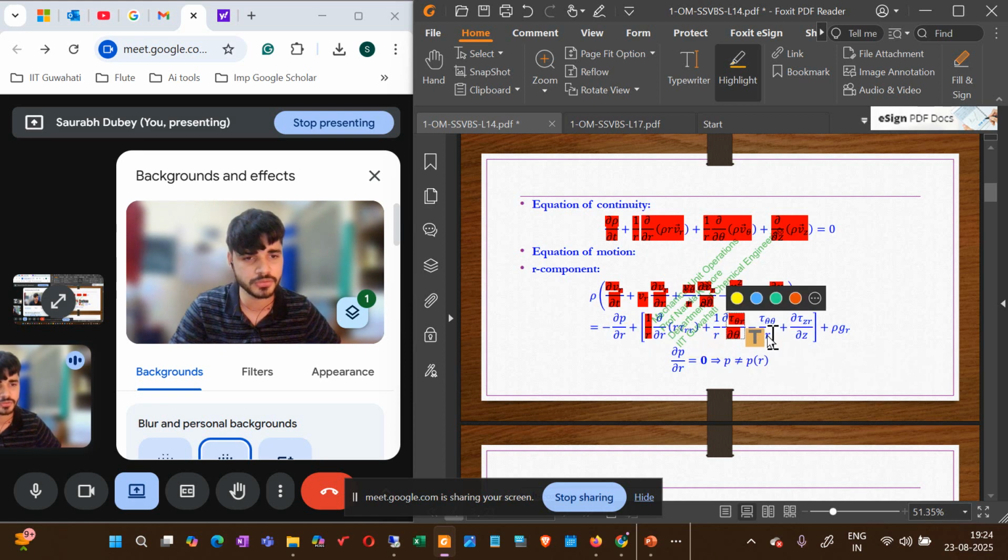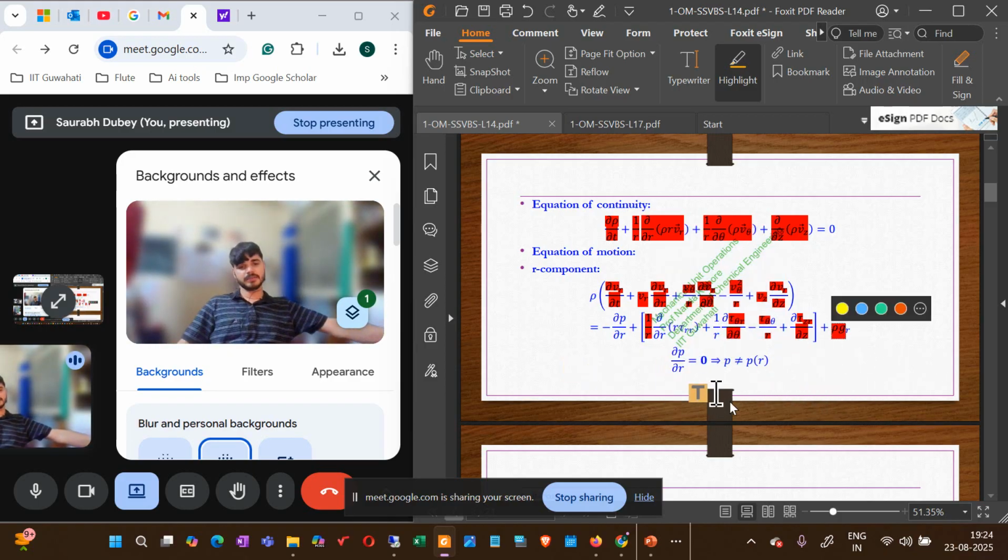Axisymmetric, this is 0. This is also 0 because of the symmetry condition, and this is 0 because of the fully developed nature, right? And gravity you are not considering. So through this equation you get del P by del R equals 0. This says that the pressure P is not a function of R, right?